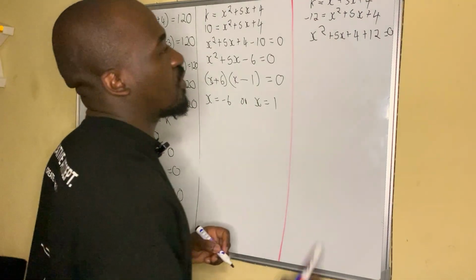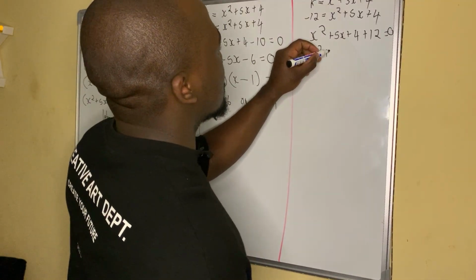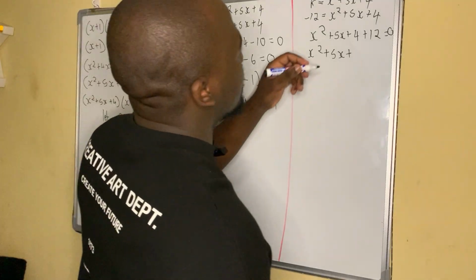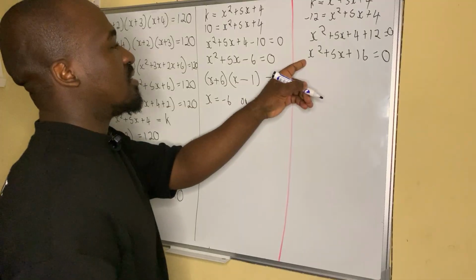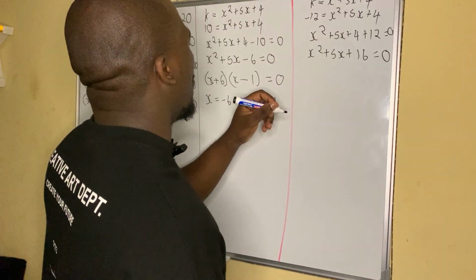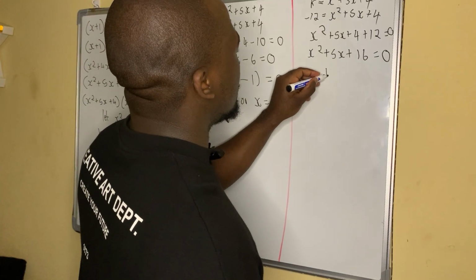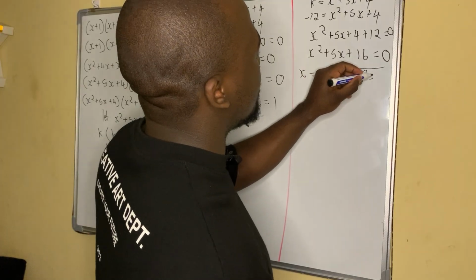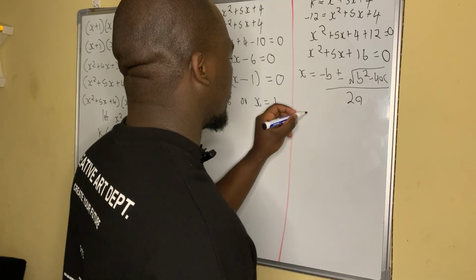Now, let's focus on that one. That one is going to be x squared plus 5x plus 4 plus 12, which is x squared plus 5x plus 16, equals 0. Can you see now this is very big, then this is 1. So we're going to use the quadratic formula. When we're using quadratic, x is going to be negative b plus or minus the square root of b squared minus 4ac, over 2a.